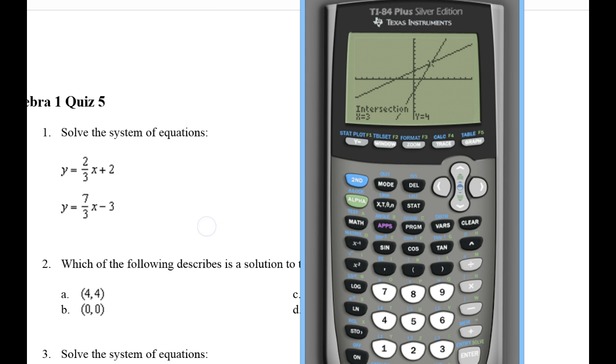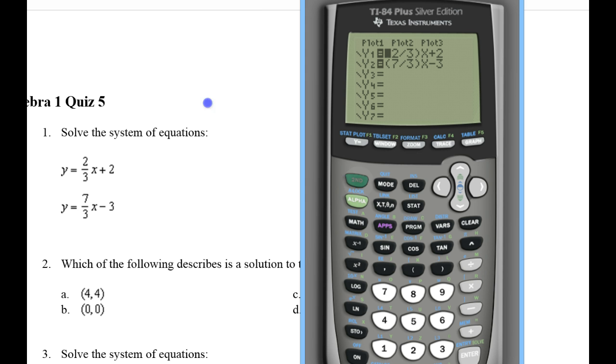So all I have to do is go to y equals, and in y equals I type in both of my equations. I have 2/3 x plus 2 and 7/3 x minus 3. Notice how I put the fractions in parentheses. And then I'm going to click second, trace.